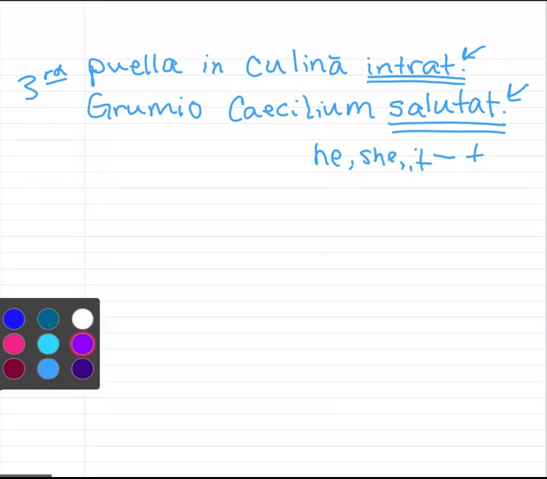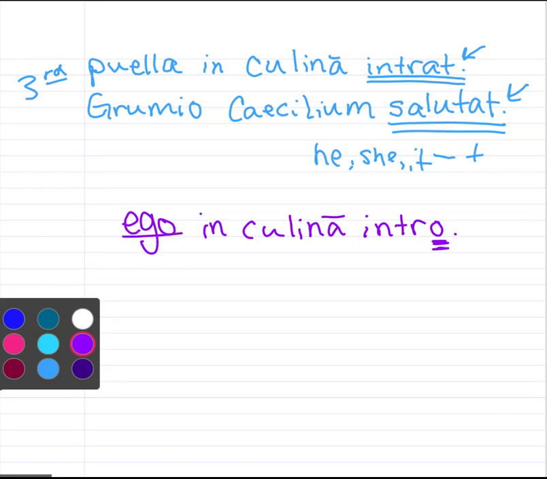But let's talk about if I wanted to say the word I. So if the girl enters the kitchen, that's fine, but what if I want to enter the kitchen? I would say ego, which is the word for I, in culina, into the kitchen, intro. You'll notice that my verb now has an O at the end. This O means that my subject is always I, even if I don't say it. I could get rid of the word ego and just have the sentence in culina intro. Because my verb ends with an O, I know my subject is an understood I.